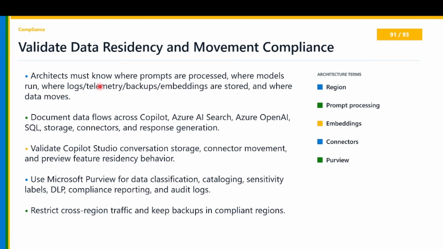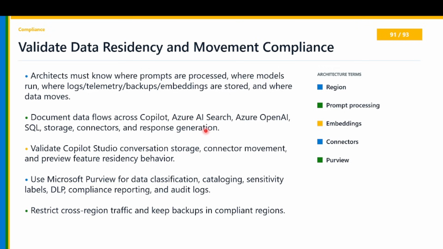Architects must know where prompts are processed, where models run, where logs, telemetry, backups, and embeddings are stored, and where data moves. Very, very important. You are not just designing, you know where every piece of information in the system is located. Document data flows across Copilot, Azure AI Search, Azure OpenAI, SQL database, storage like Blob Storage, SharePoint, or OneDrive, connectors, and response generation.